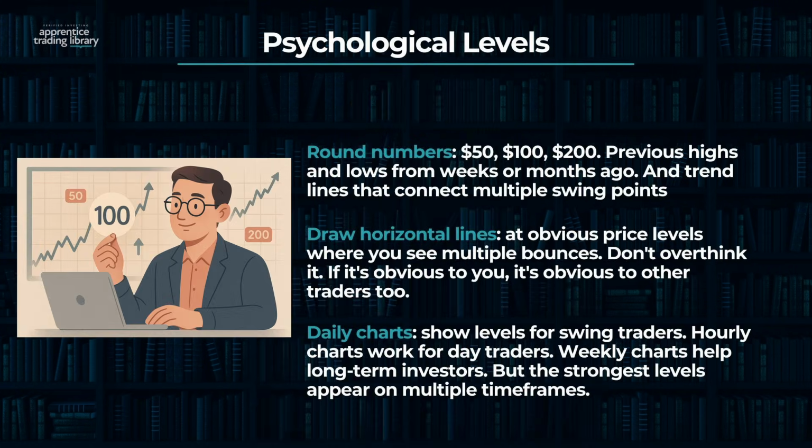Look for these 3 types of levels. Psychological levels like round numbers, $50, $100, $200, previous highs and lows from weeks or months ago, and trend lines that connect multiple swing points. Here's my simple method. Draw horizontal lines at obvious price levels where you see multiple bounces. Don't overthink it. If it's obvious to you, it's obvious to other traders too.